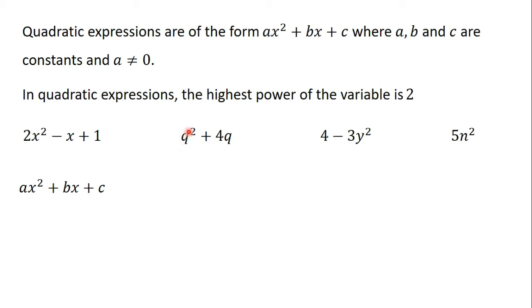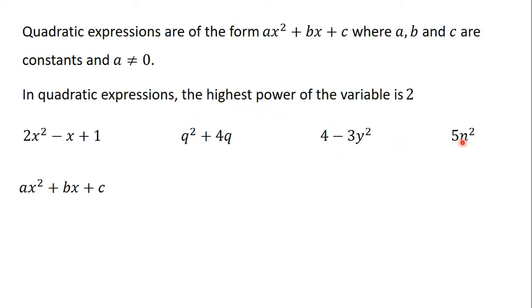the square term here is q squared. The coefficient of q squared here is 1. If the coefficient of q squared here is 0, you have 0 times q squared, and that will eliminate this whole term. So you'll be left with 4q. 4q is not a quadratic expression. The same thing applies to this example. The coefficient of y squared here is minus 3. If it were to be 0, we will have 4 minus 0y squared. 0y squared will give us 0. So this whole thing will become 4. And we can clearly see that 4 is not a quadratic expression.